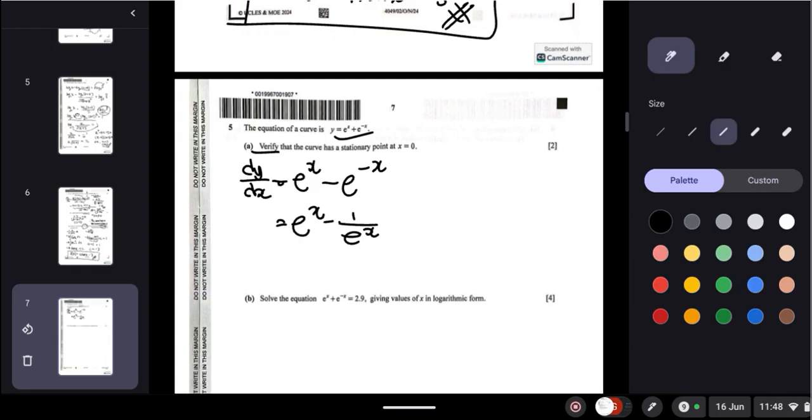Now, what do you see here? Verify that the curve has a stationary point at x equals 0. So x equals 0, basically, to be honest, let me check the calculator first, to see if it can be done. Yeah, I'm pretty sure it can be done.